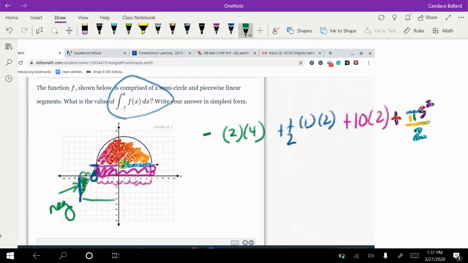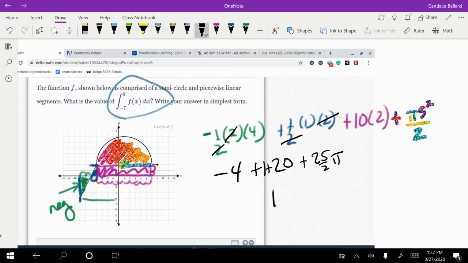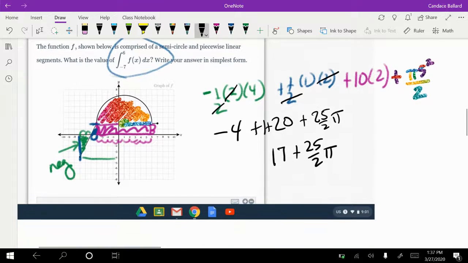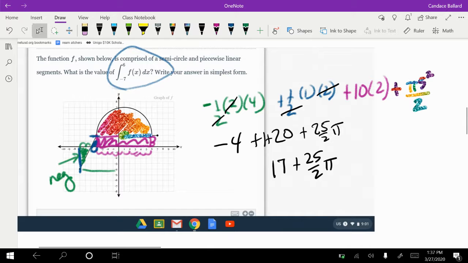Okay. All right, so it was a 1/2, and we're going to grab that. Okay, so the 2's cancel, so I'm left with negative 4. Those 2's cancel, so I'm just left with plus 1. That gives me 20. And then plus 25 halves pi. So up here I could put this, it was 21 minus 4, which is 17 plus 25 halves pi. And then I don't know if you need to put it in a calculator or not for that one. So you can put it in a calculator if you need to get it simpler than that.